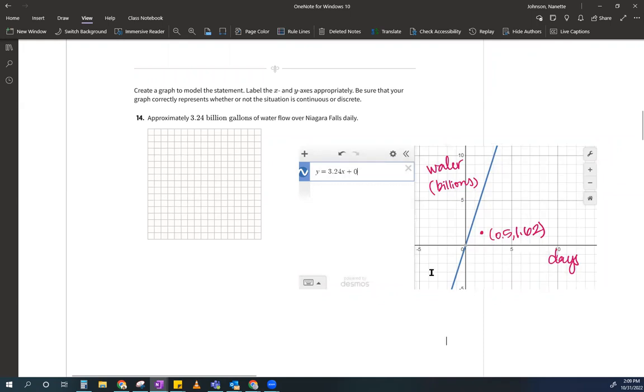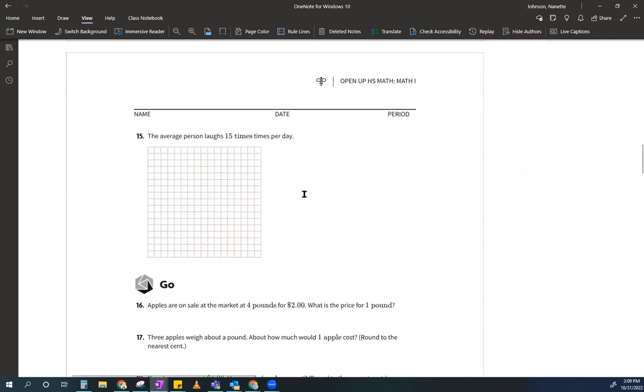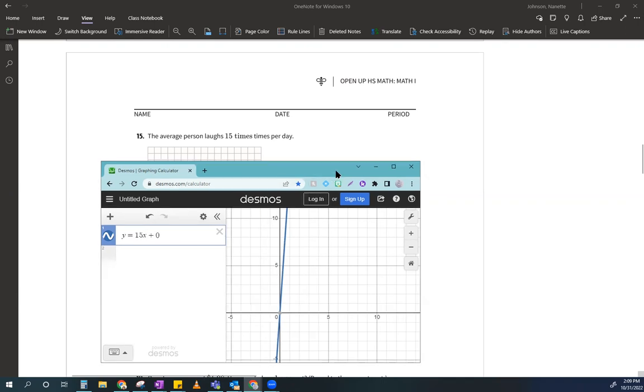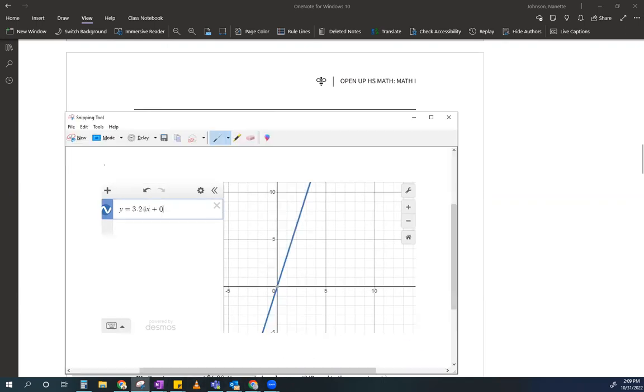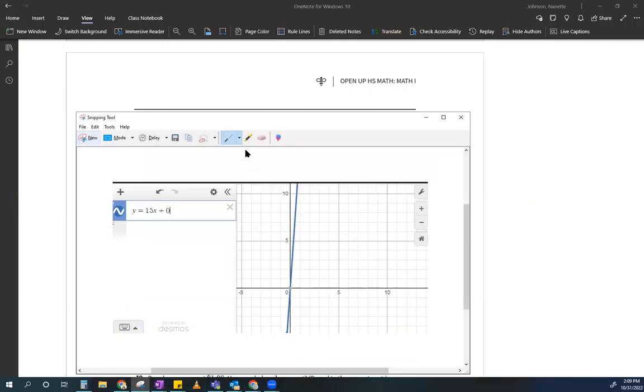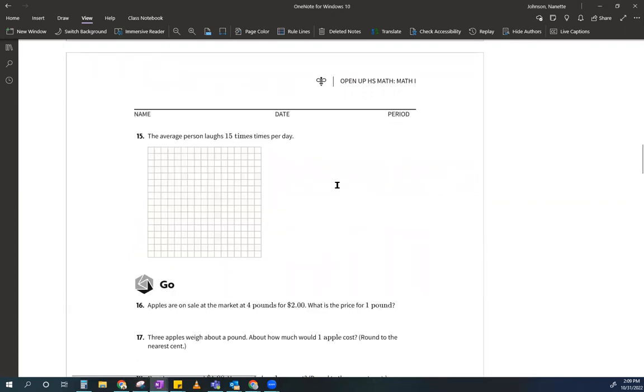That makes sense, right? Okay, so number 15, the average person laughs 15 times per day. So again, this looks like a linear context, right? So I'm going to bring this guy back. And of course, I'm going to use y equals mx plus b, and our slope in this case is 15. Okay, so I am going to snap this again. And then the question is, do I connect the dots?